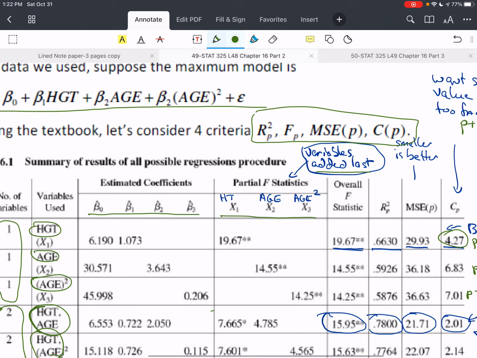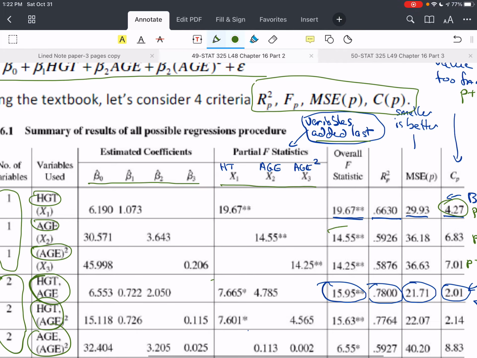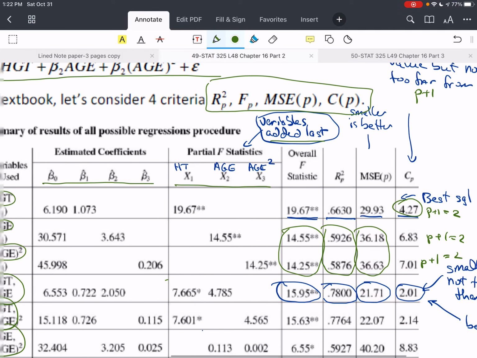Now when we look at age, you can see that age and age squared are very close to each other in this value. They're also close with the R squared, and they're pretty close with MSE, and then they're also fairly close with this Mallows Cp. Okay? So those are fairly close to each other.